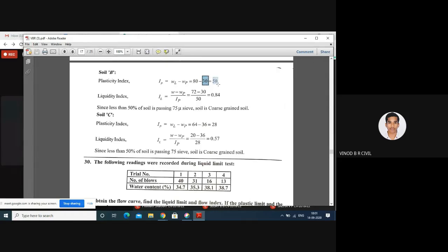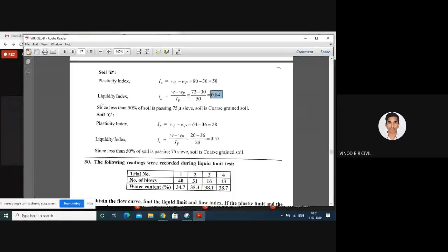Next one, liquidity index. Liquidity index is denoted by IL. IL is equal to water content 72, given in the problem, minus plastic limit, which is 30, divided by IP. Plasticity index IP you already calculated, that is 50. Therefore IL is equal to 0.84.